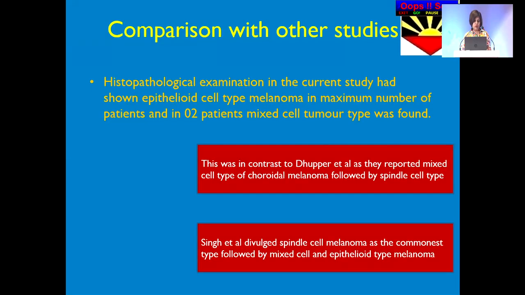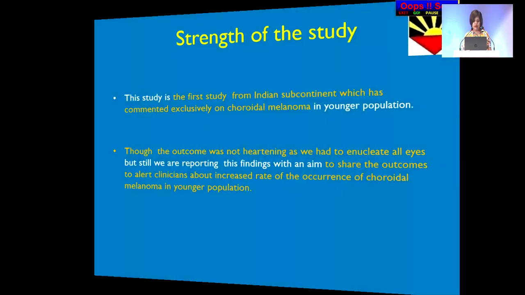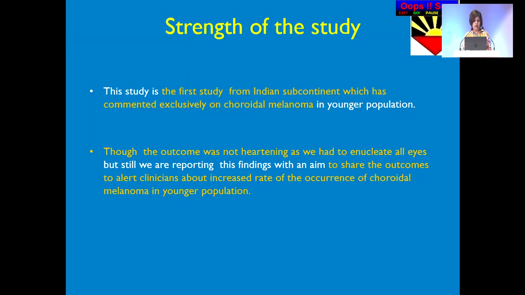Histopathological examination showed epithelioid type of melanoma in our study population. This was in contrast to Rupert and Singh et al., as they reported mixed type of choroidal melanoma as the commonest type. So common treatment modality was again enucleation with implant, and this was in discordance with Rupert et al. and Singh, as they offered various treatment modalities to their cases in their study. So this study is the first study from Indian subcontinent which has exclusively commented on choroidal melanoma in young population.